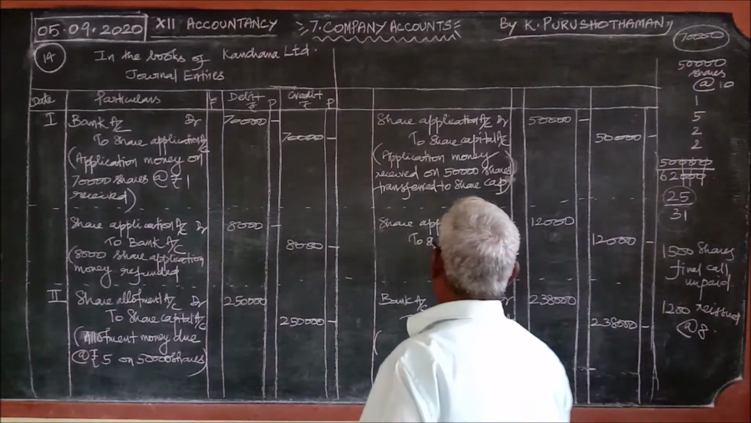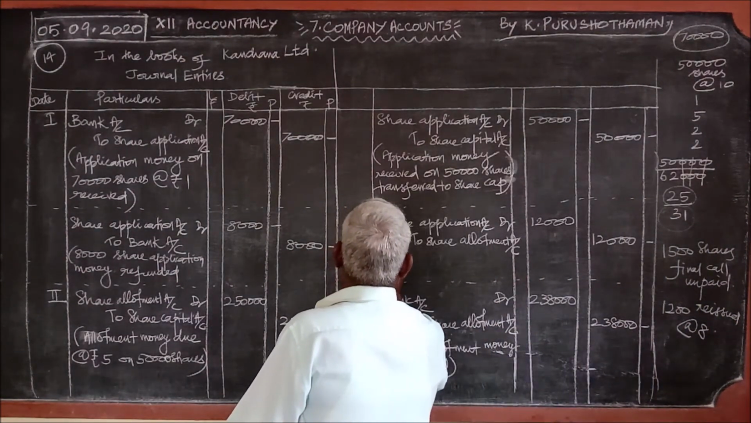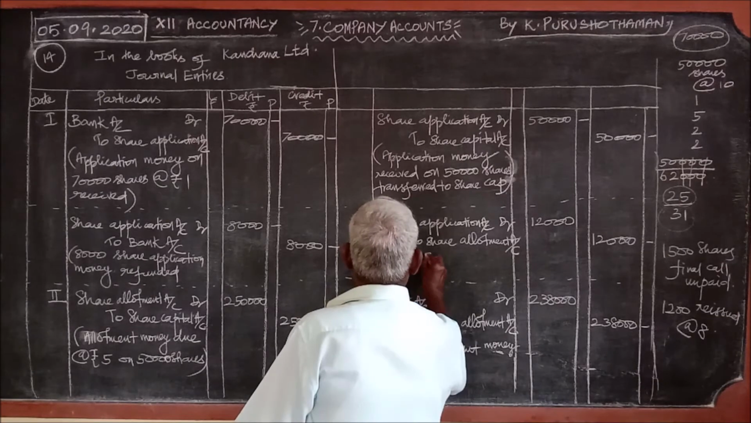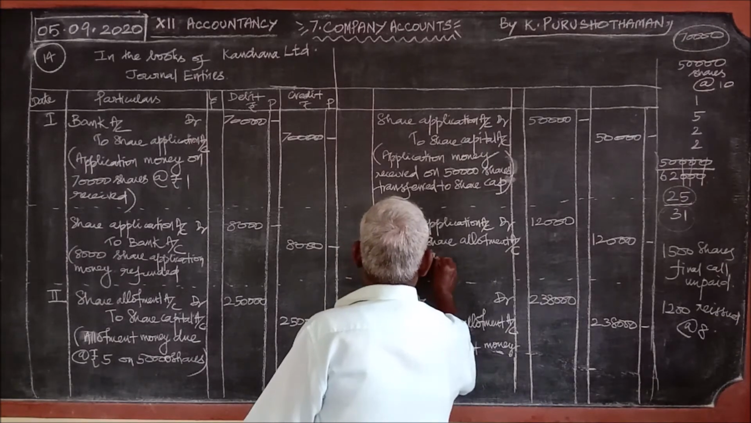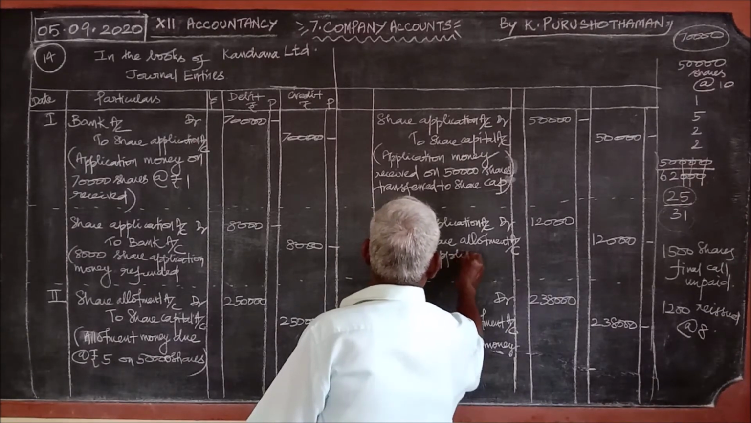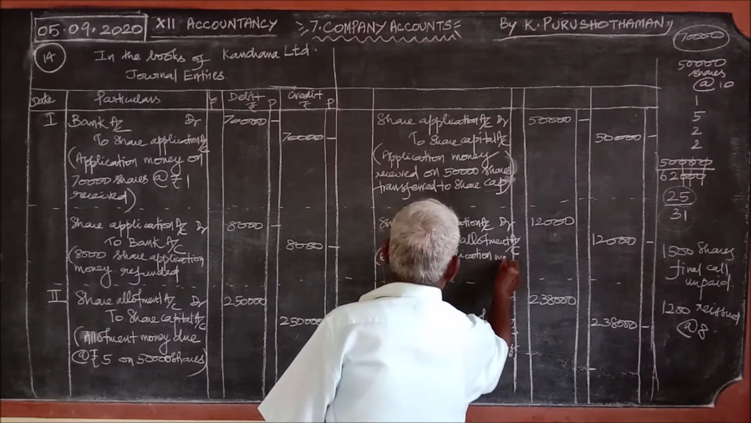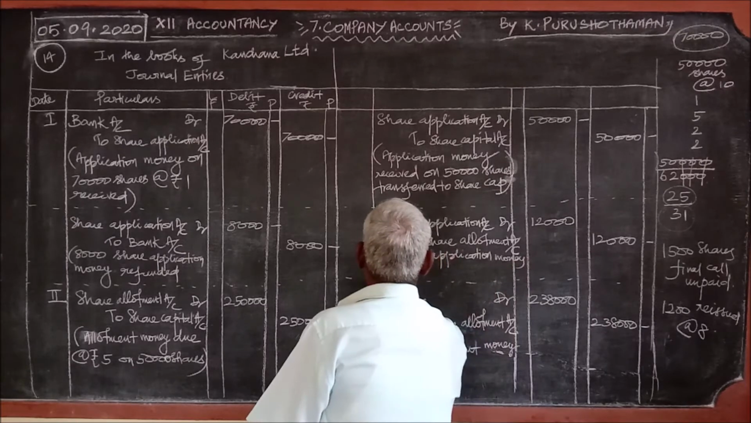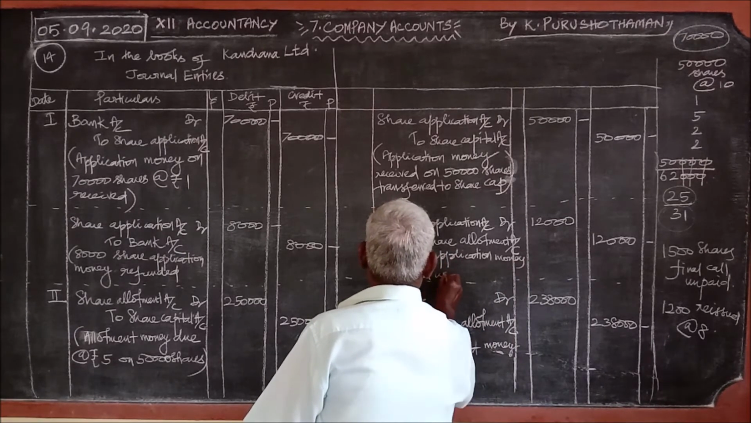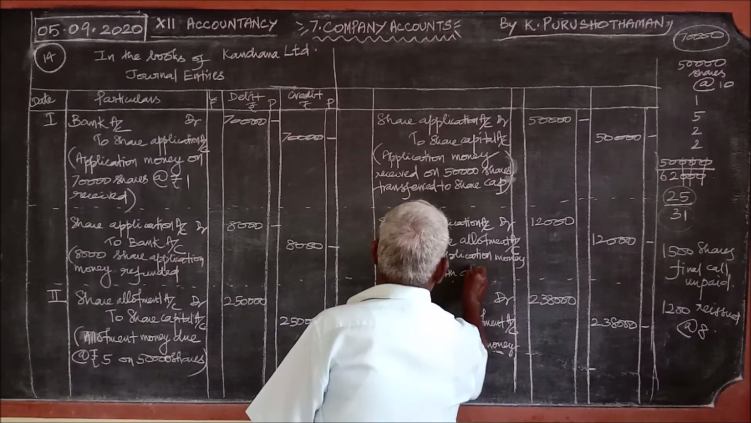That is the excess application money adjusted with allotment.